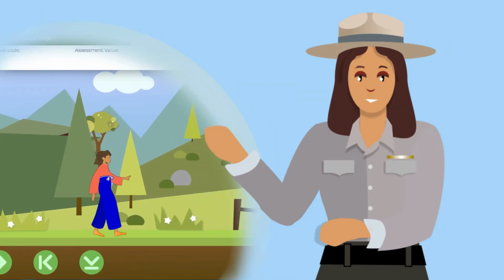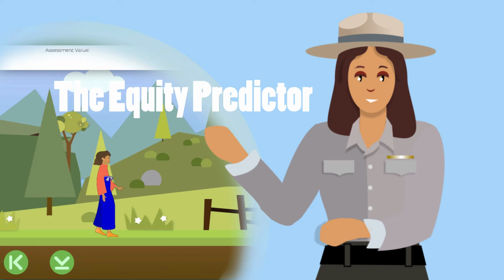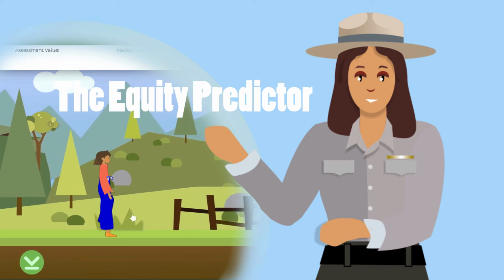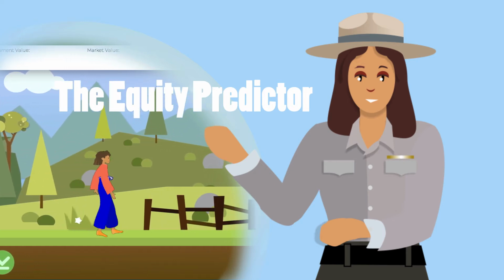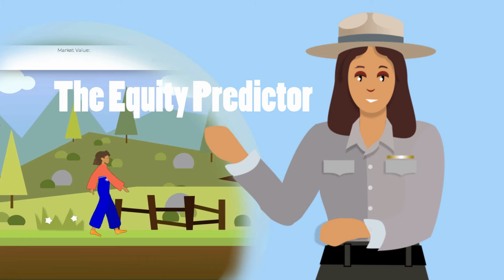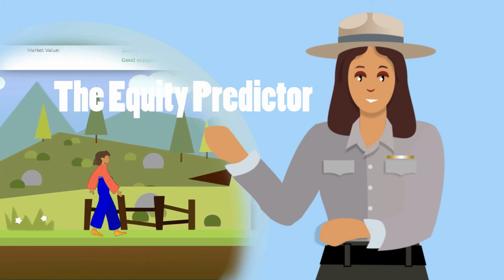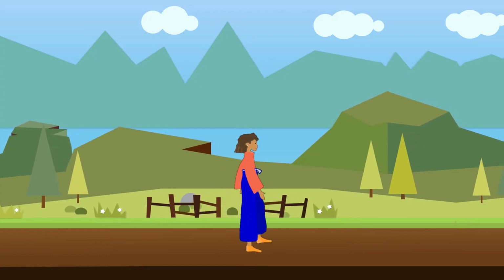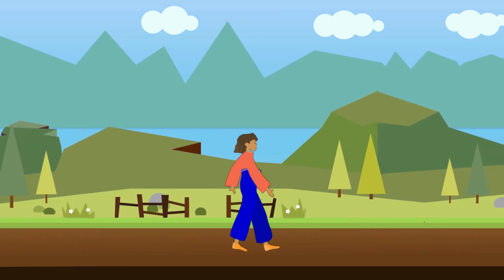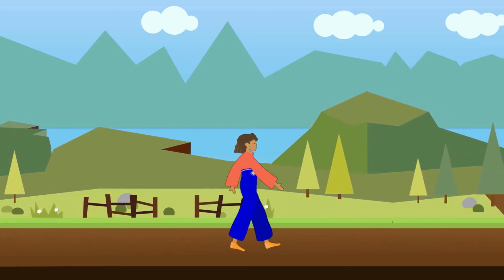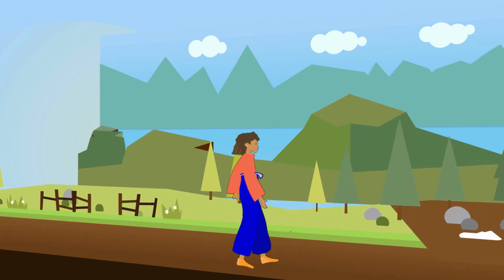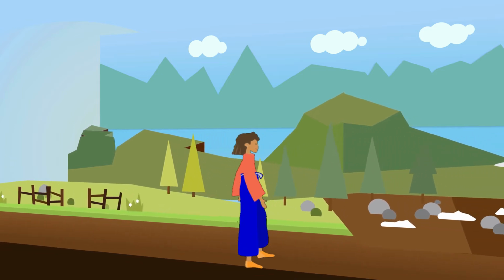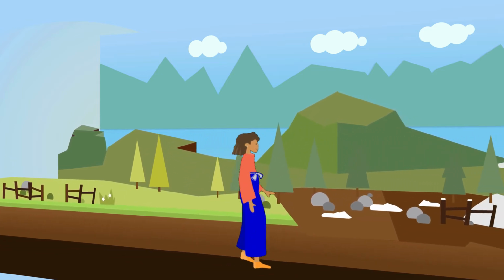Our solution? The Equity Predictor, a free, easy way to evaluate property assessment for fairness, which empowers people to take charge of their own process. We provided just enough gamification by using parallax. This technique moves the visual layers at different speeds, creating an illusion of moving through a 3D landscape.